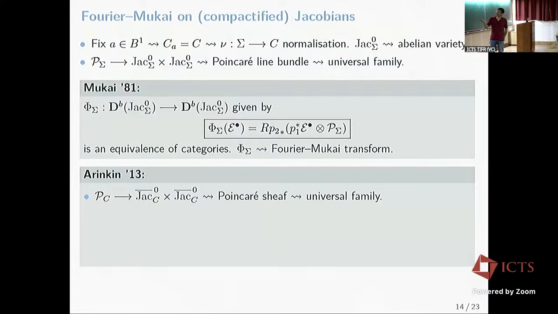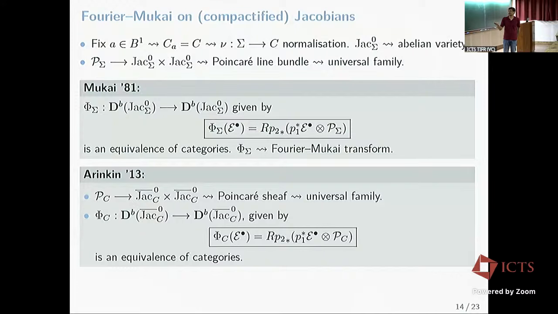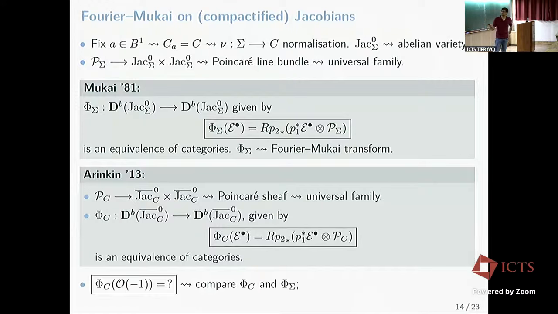where he constructed this Poincaré sheaf on the product of the compactified Jacobians. It's again a universal family for rank 1 torsion-free sheaves. And he defined the corresponding Fourier-Mukai transform associated to this Poincaré sheaf, same formula. And he proved that it's again an equivalence of categories. And so our goal is to perform this to this O(-1) as a sheaf, as a complex there. So in order to do this, we have to compare these two Fourier-Mukais. That's our strategy, because this is well known.